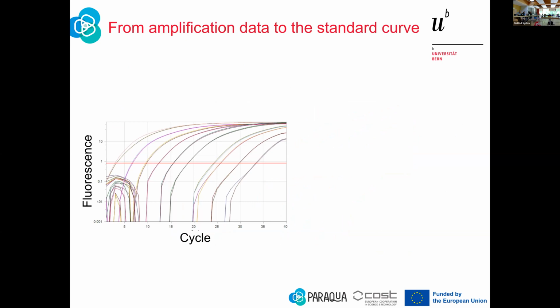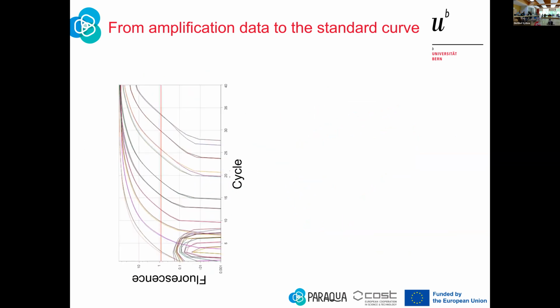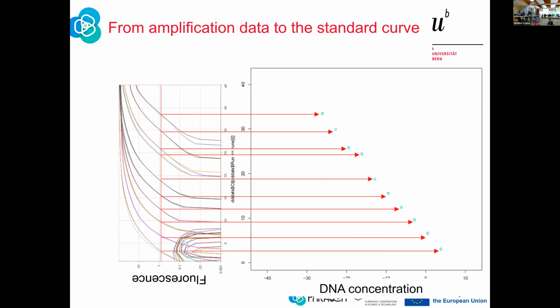So how do these then become this data? How are they transformed into the standard curve? Basically, what you do is you take these points where the threshold line cuts the curves, and you plot these against the known DNA concentration of your standards. And here it says DNA concentration that's overlapped by the line. And this gives you then, in this case, a fairly linear relation.